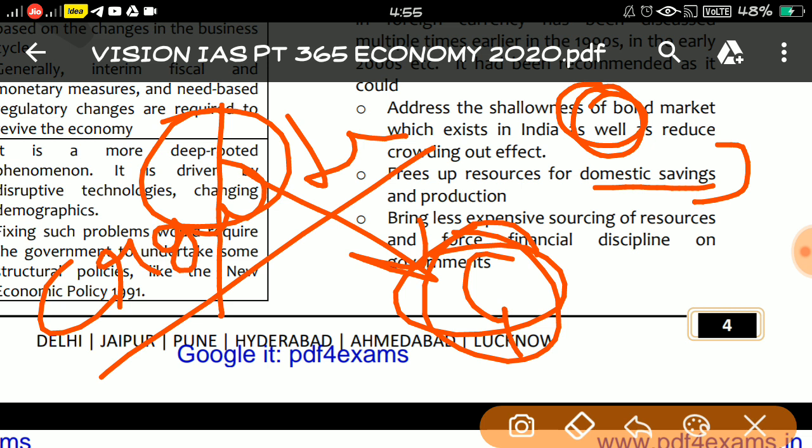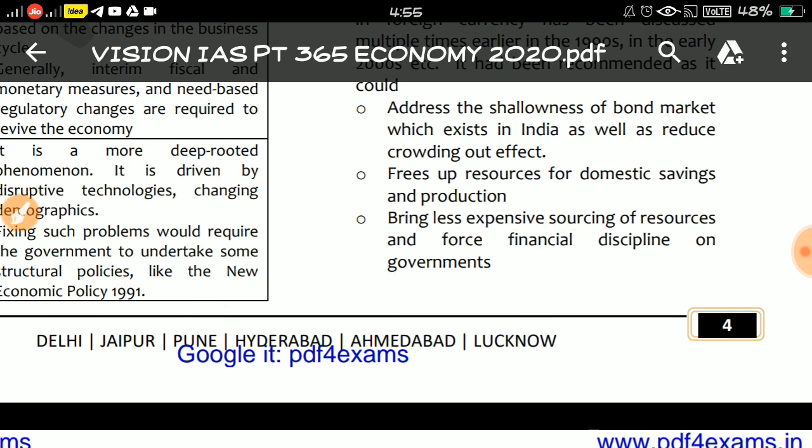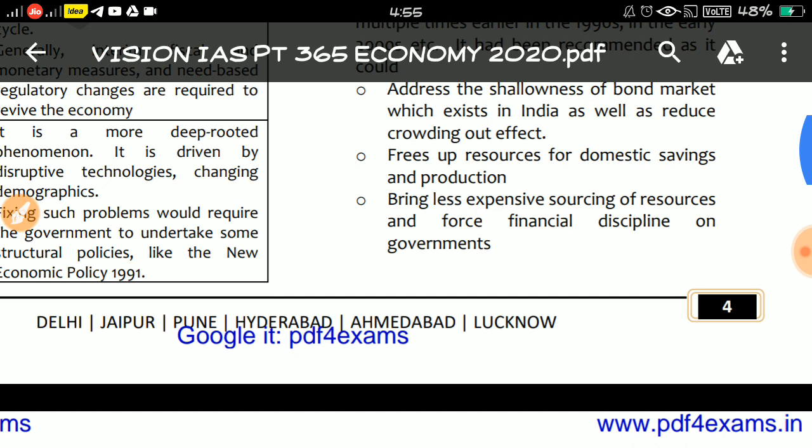So if and only if the government borrows from the foreign market, then the Indian domestic market will be freed up for the Indian corporates, and this will be called the crowding in effect. Okay, so remember this thing. And apart from that, it brings less expensive resources and forces financial discipline on the government.